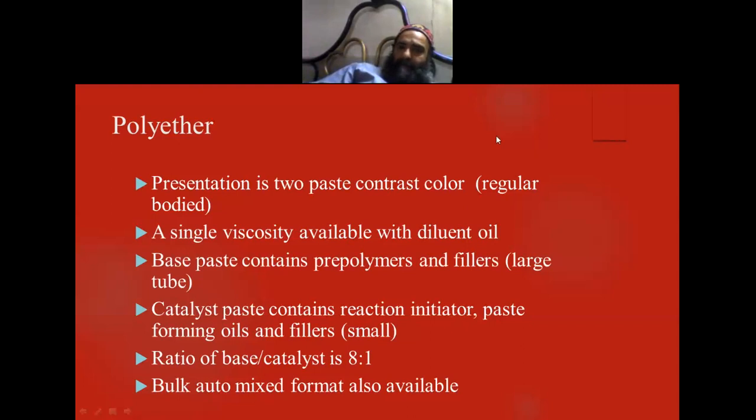Presentation is of two types, toothpaste, contrast color, usually in regular bodied. A single viscosity is available with a diluent oil. No 0123. Base paste contains prepolymers and fillers like the previous ones, and it will be in a large tube, while the catalyst paste, which contains reaction initiator, paste forming oils and fillers, is in a small tube.